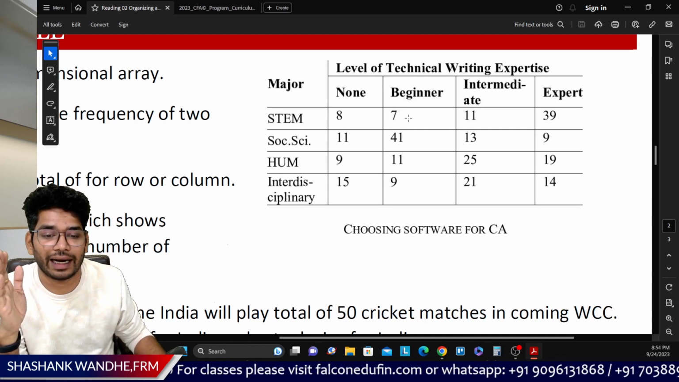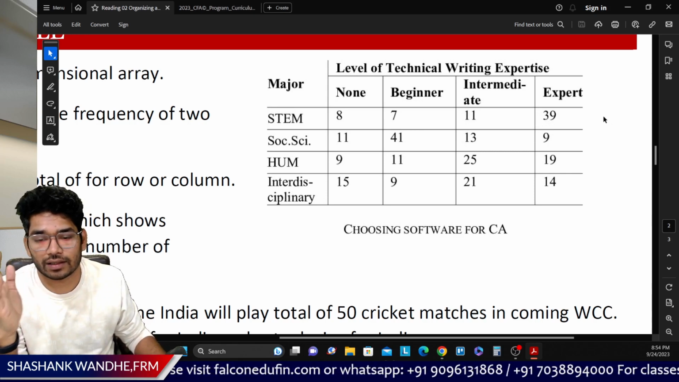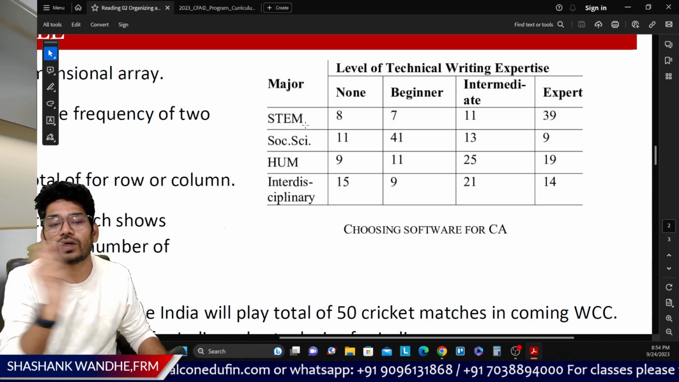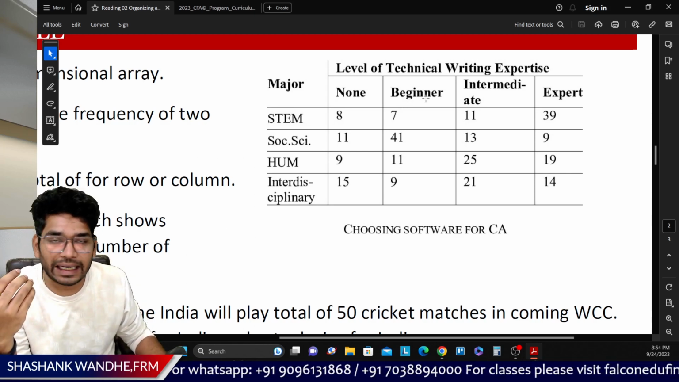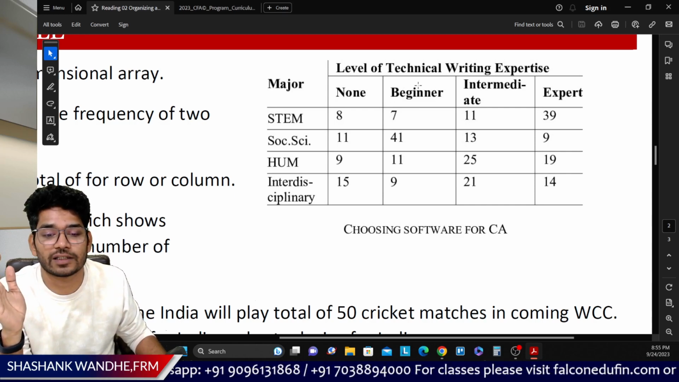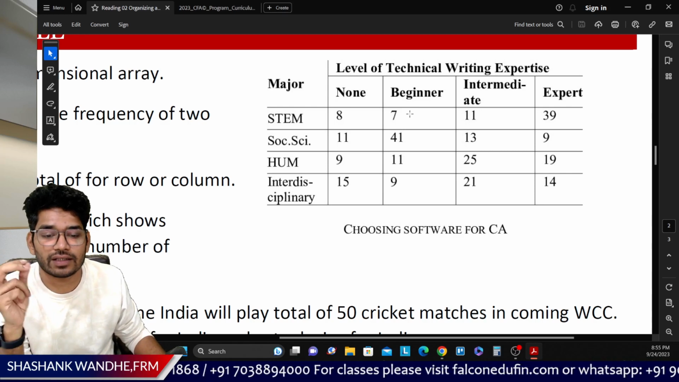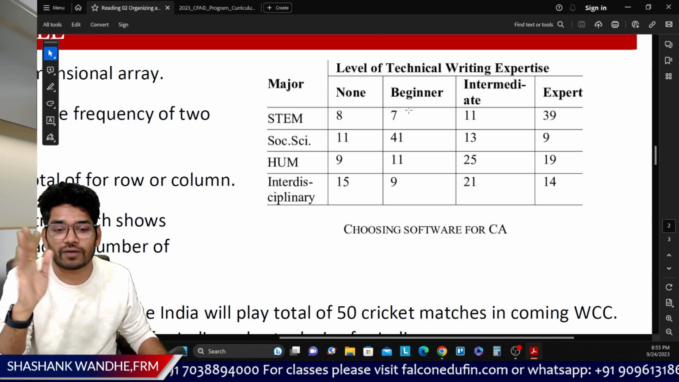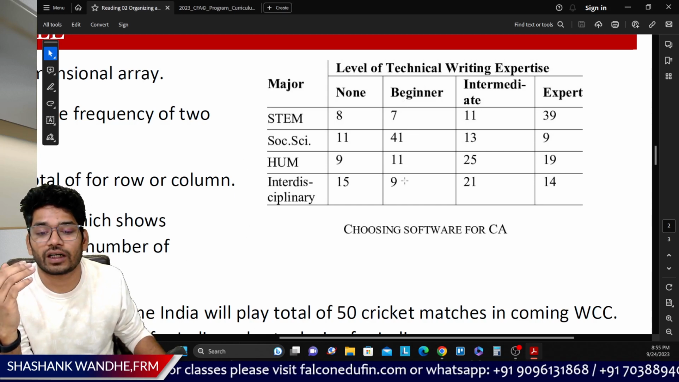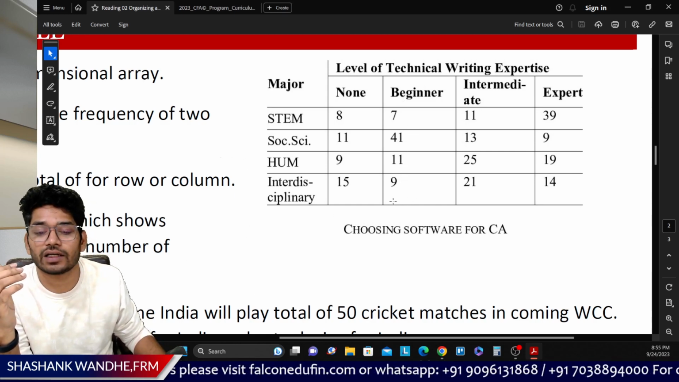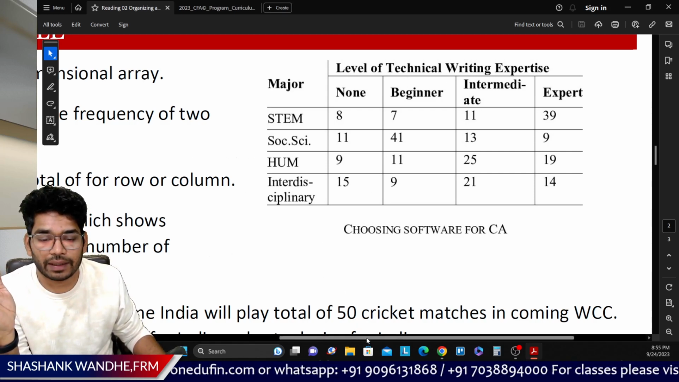to simply take the total 8 plus 7 plus 11 plus 39, and whatever is the answer, you will get this as STEM. So it is simply the total numbers in STEM, or total numbers in social science, or total number in beginners. Okay, so technical writing expertise, beginners level. If you get a question on the marginal frequency, then always remember the marginal frequency here means the total frequency. So you have to simply take the total of the beginners. So 7 plus 41 plus 11 plus 9, and whatever is the answer, you will get the answer for marginal frequency of technical writing expertise at a beginner level.